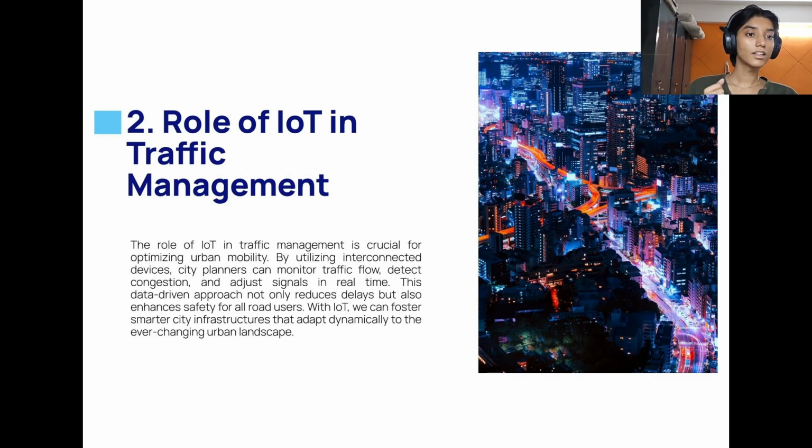This data-driven approach not only reduces delays but also enhances safety for all users, because sometimes we get frustrated and we move across the traffic signal even though the light is red for us. So it saves the lives of humans who are impulsive in that way. We can foster smarter city infrastructure that adapts dynamically to ever-changing urban landscapes.